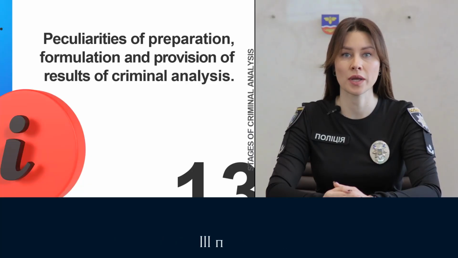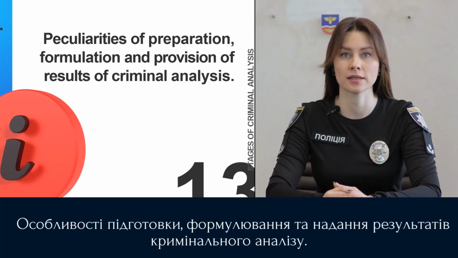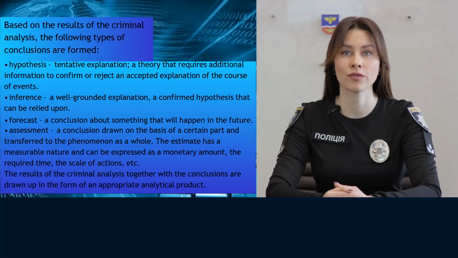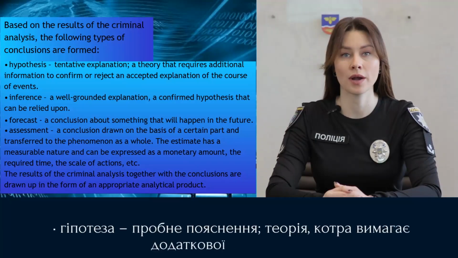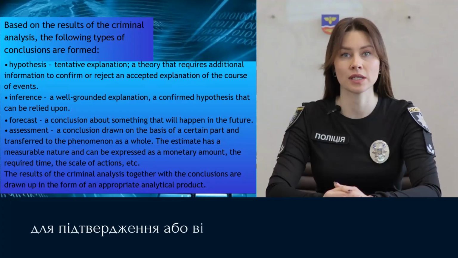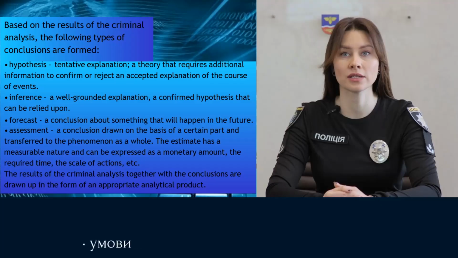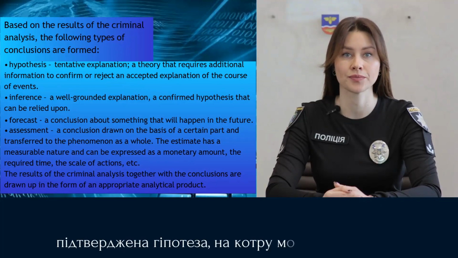The last question that we will analyze today is the peculiarities of preparation, formulation and provision of the result of criminal analysis. Based on the result of the criminal analysis, the following types of conclusions are formed. Hypothesis is a tentative explanation, a theory that requires additional information to confirm or reject and accept as an explanation of the course of events. Inference is a well-grounded explanation, a confirmed hypothesis that can be relied upon.